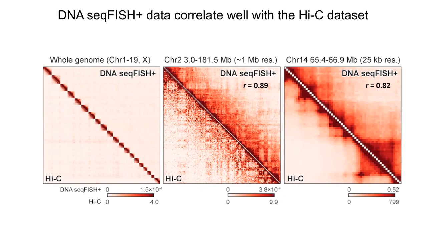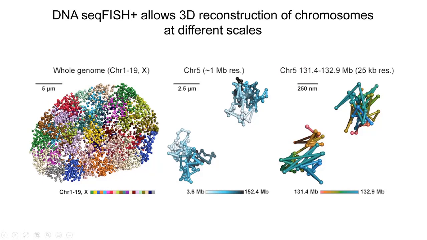And in fact, we know that the results are very good because by comparing the seqFISH Plus data with the Hi-C data, shown on the upper right versus lower left, they match very well at different length scales. At either the entire chromosome scale, you see the 20 different chromosomes in blocks, or at the megabase or 25 kilobase resolution. And so if you zoom into that one cell there, you can see the different chromosomes, chromosome 5, the two alleles, and you can draw a line through all the loci to see what it looks like.